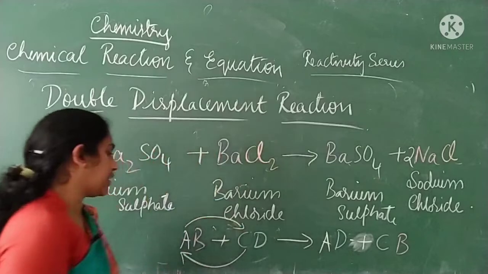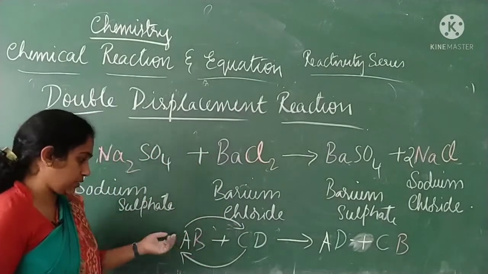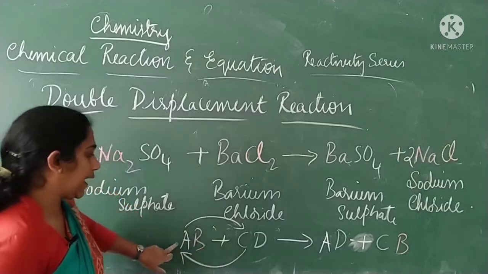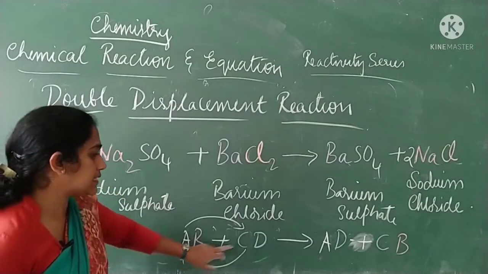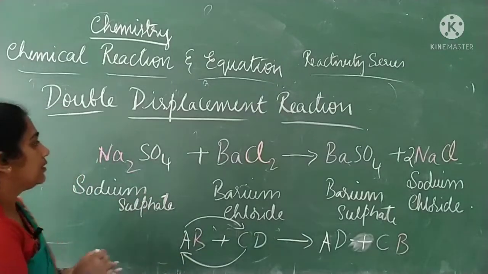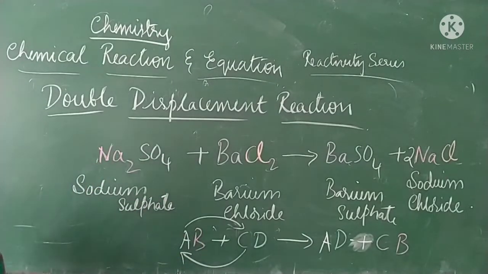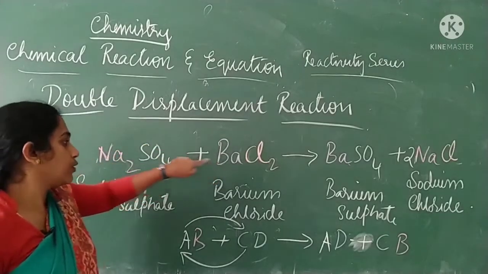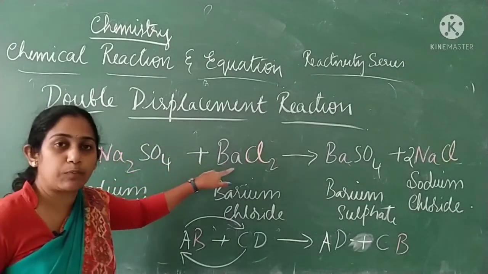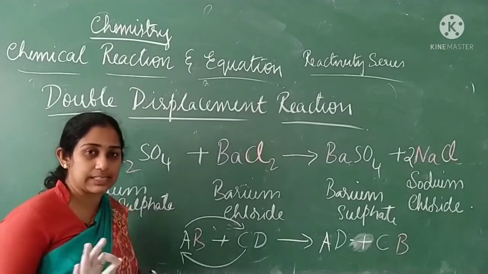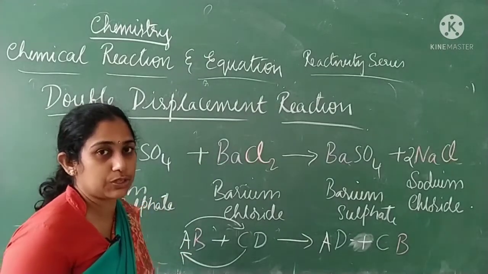What you can observe here is a mutual interchange of the places of A and C. A occupies C's place and C occupies A's place. So instead of AB plus CD we get AD plus CB. That is what happens even in this reaction. It's an example of sodium sulfate reacting with barium chloride. Both are white colored salts. When dissolved in water they become a clear, colorless solution.